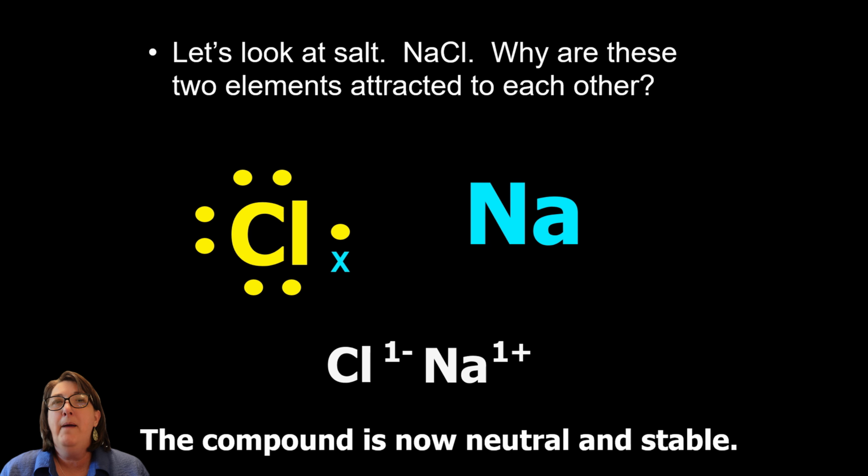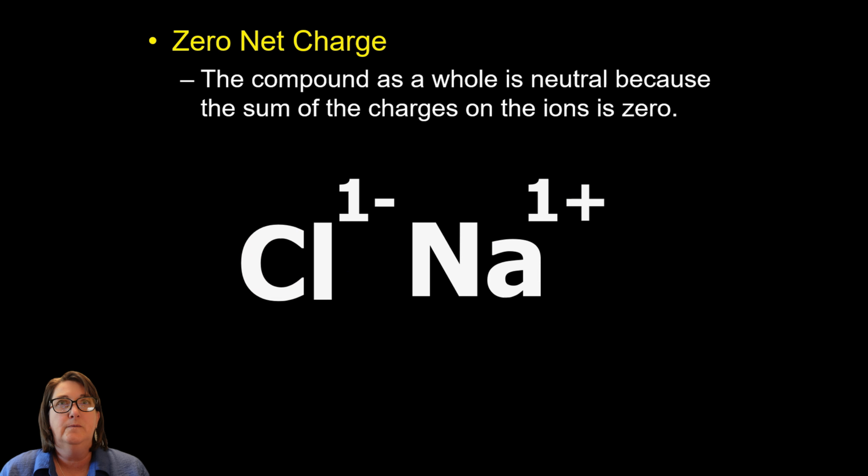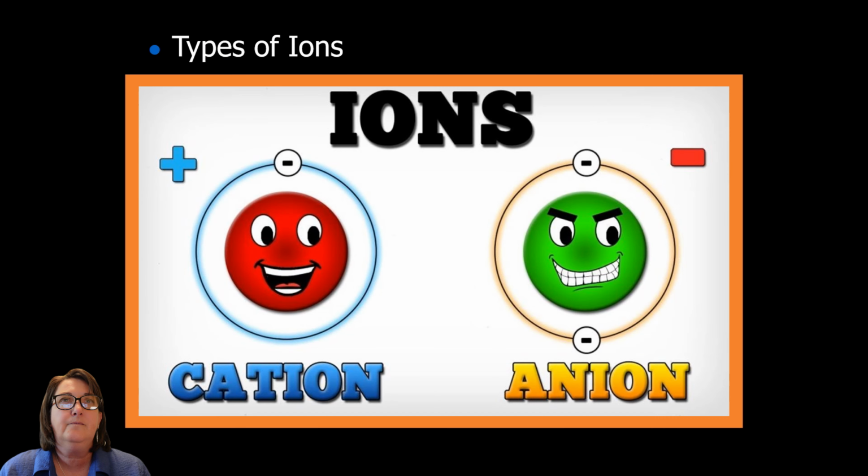Now I have a compound. It's neutral and stable. I have a net zero charge. These charges are going to cancel out, and so I have a charge that is neutral or stable, or we just say a net zero charge.